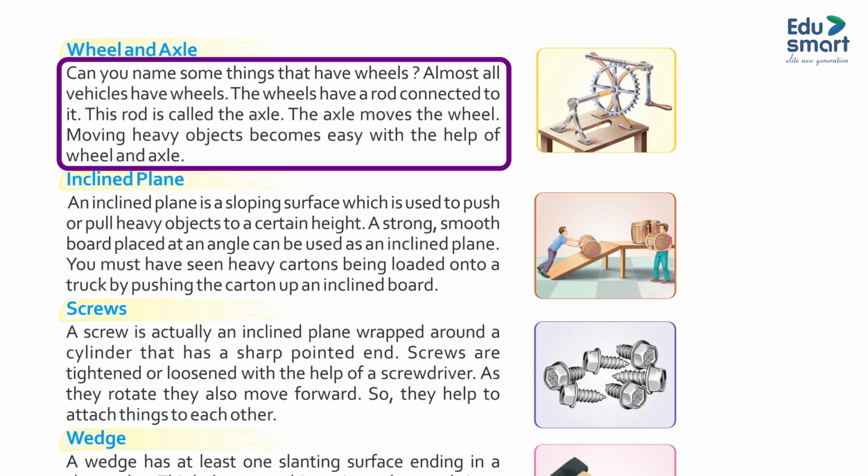Wheel and axle. Can you name some things that have wheels? Almost all vehicles have wheels. The wheels have a rod connected to them. This rod is called the axle. The axle moves the wheel. Moving heavy objects becomes easy with the help of wheel and axle.